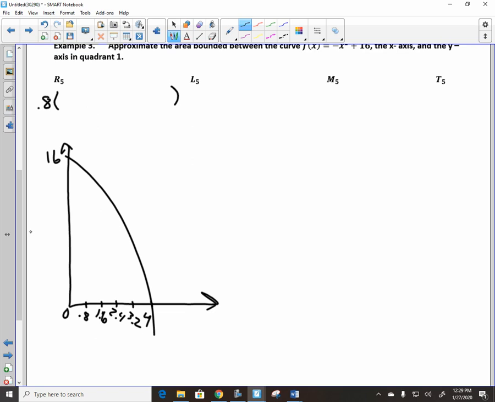So to show work in this situation, let's use our calculator for some of it. But we'll do f of, for right hand, what would be the first x value we plug in? 0.8. That would show me that you know what you're doing. And then f of 1.6, f of 2.4, f of 3.2. Do I stop there? I go to f of 4, right? Because if we have 5 subintervals, we need a total of 5 heights.